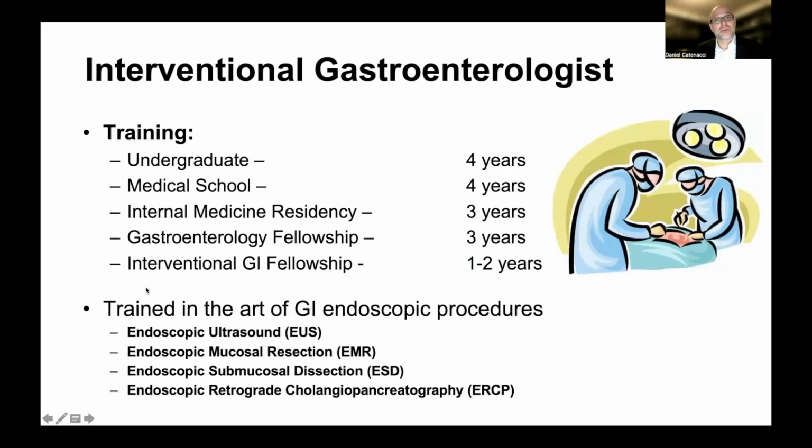And in terms of their training, you can see here they've gone through extensive years of training through medical school and then residency in internal medicine, then a gastroenterology fellowship where a general gastroenterologist performs scopes like upper endoscopy, colonoscopy, and biopsies to get a diagnosis. But an interventional GI fellowship is required for them to then be able to do specialized procedures like EUS, EMR, ESD, and others.